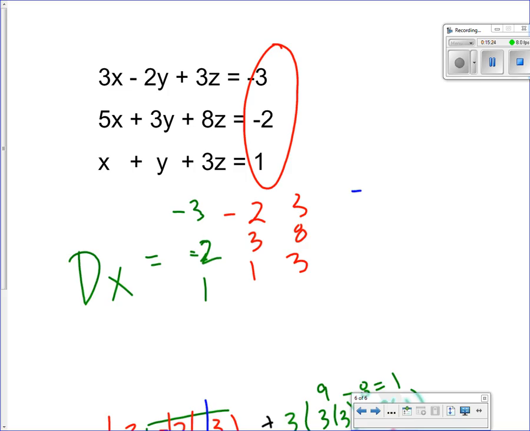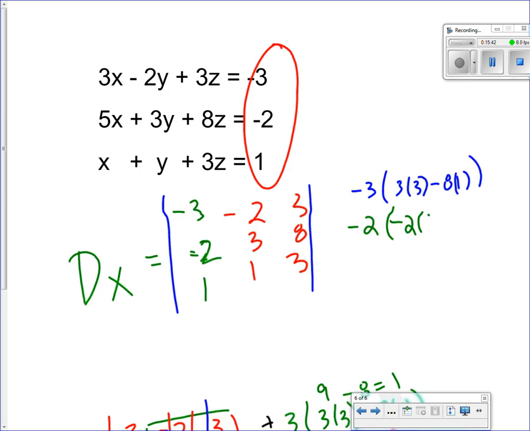So starting with -3, ignoring that green column and the top row, criss minus cross, and then going with the -2, ignoring that middle column, criss minus cross, and then lastly that 3 in the top right corner, ignoring that last column, we're going to have criss minus cross, and then alternating signs.